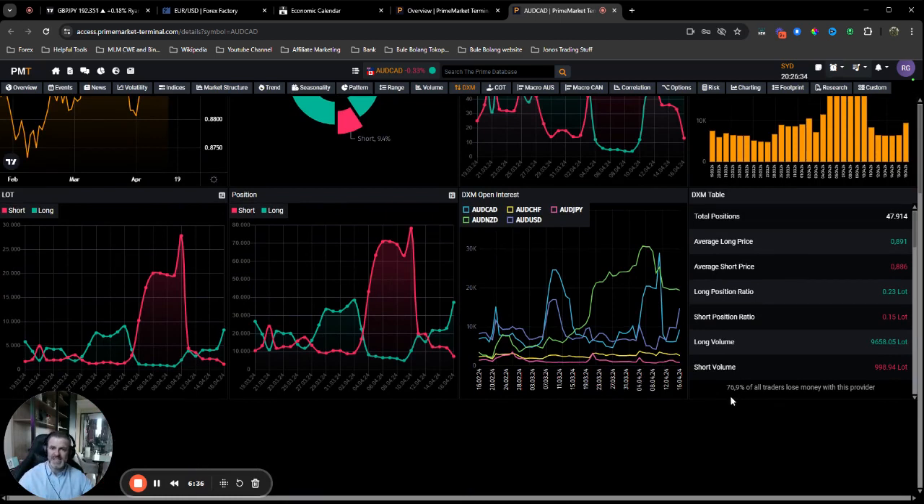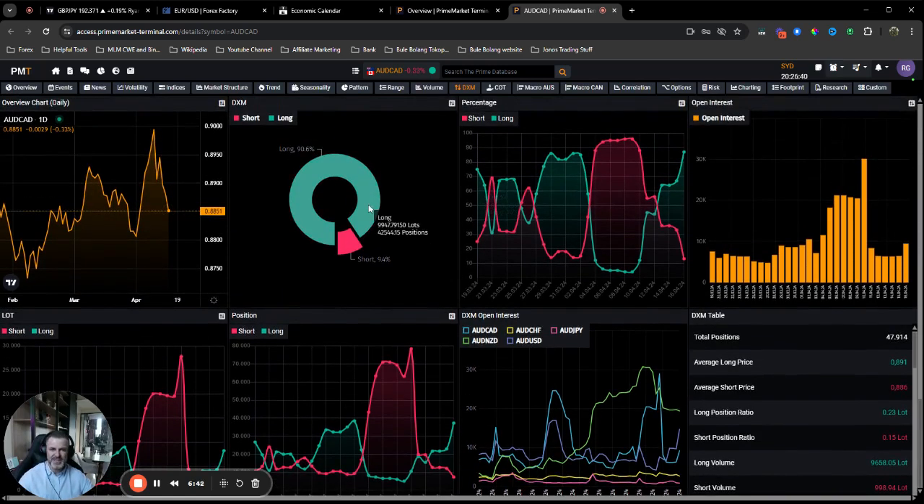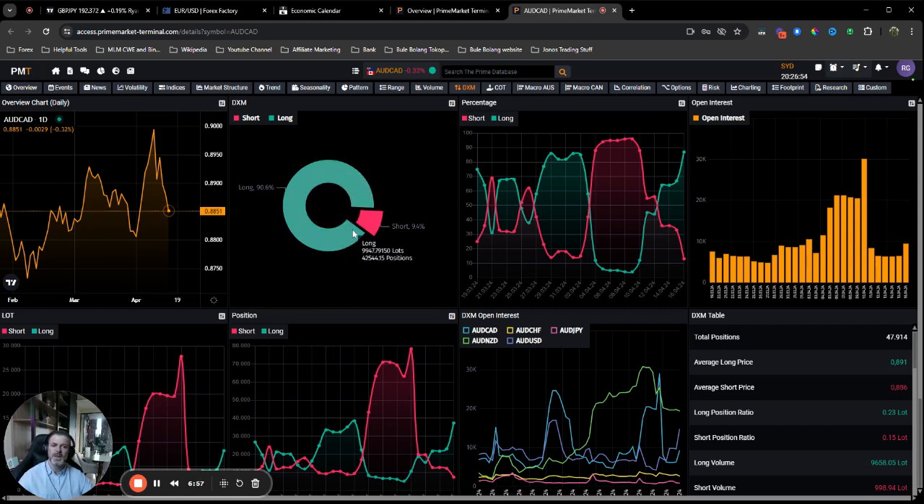Look, 76.9% of all traders lose money with this provider. So that means, let's just say, 80% of retailers lose their money, right? So right now, all retailers are in buys. They're all in buys, right? Why would you want to copy retailers at all? What we want to see at the time of entry is that all retailers, or most of all, are in sells, right?